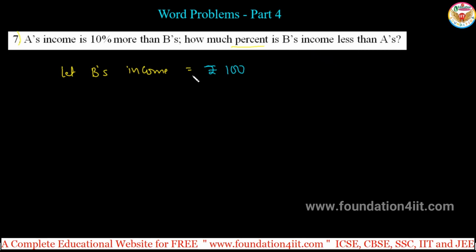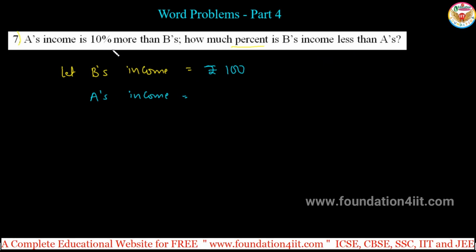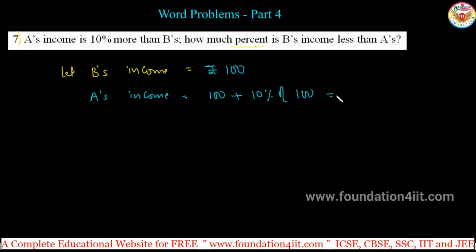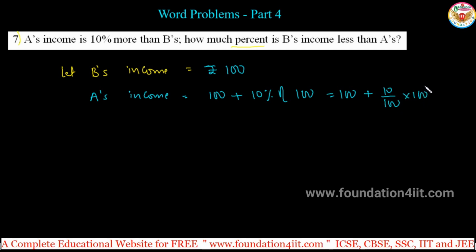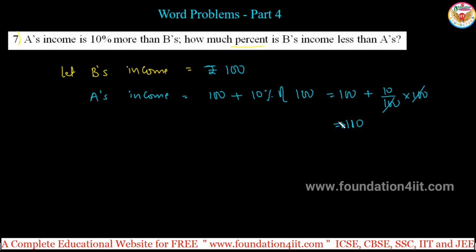We don't know B's income, so I took it as 100. Then based on this, A's income is 10% more than B's. That means 100 plus 10% of 100. That is 100 plus 10 by 100 into 100. The 100s cancel, so 100 plus 10 is 110. So 110 rupees is A's income. But A's income is 110 now, so B's income is 10 rupees less than A's.